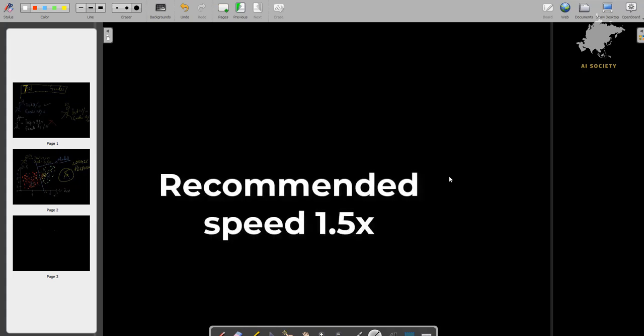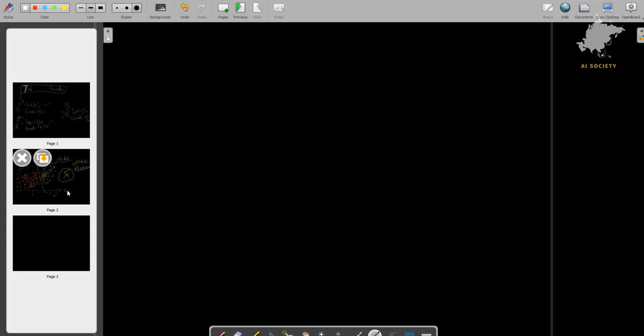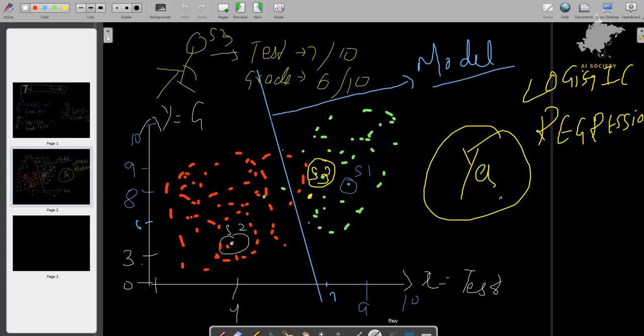Okay, so welcome to this lecture of machine learning training program. In this particular lecture we are going to talk about how this line got fit between the data points. In the last lecture we talked about a lot of things, like how to classify this student, but in this lecture we are going to talk about how this line actually got fit between these two data points and how it is able to classify everything.